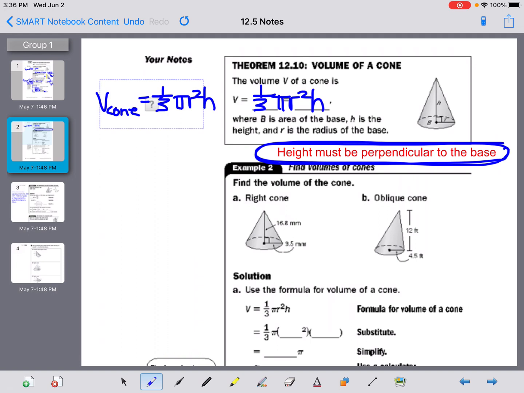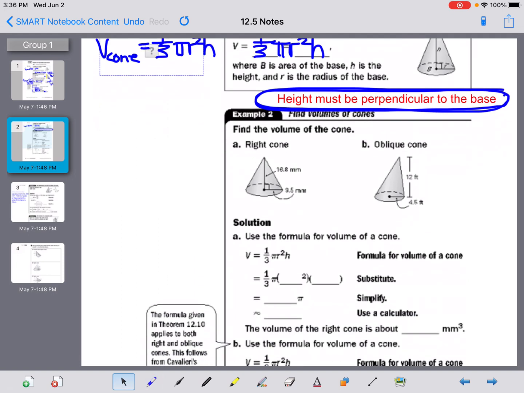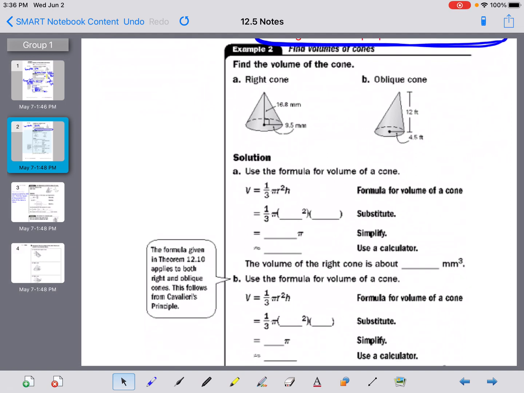All right, where possible, we like to leave it in terms of pi, but sometimes it makes no sense to leave it in terms of pi, like when they give us decimals. All right, but we'll try it. So on my first cone here, I'm finding the volume. I'm going to do 1/3 pi times my radius, which is 9.5. I'm going to square that, times my height of 16.8.